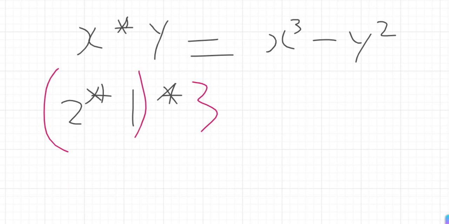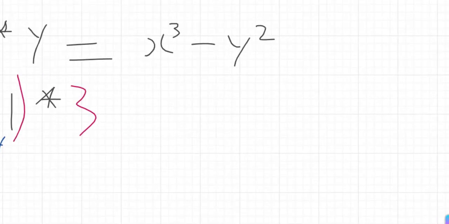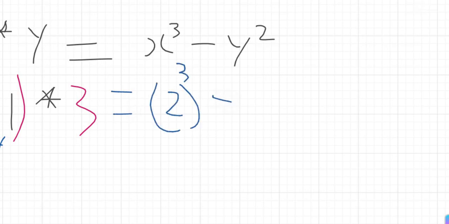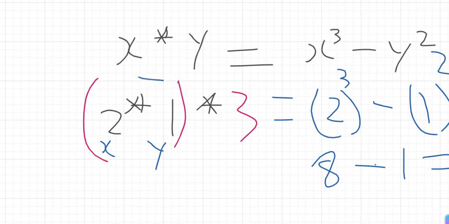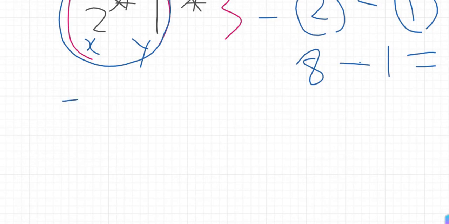So we say this will be representing x. Anywhere we see x we put 2, anywhere we see y we put 1. So it is equal to 2 raised to the 3rd minus 1 raised to the 2nd. So 2 raised to the 3rd will give us 8, and this gives us 1, so this is 7. And so when you look at it, these 2 is actually 7. And so what we're going to do is have 7 asterisk 3.